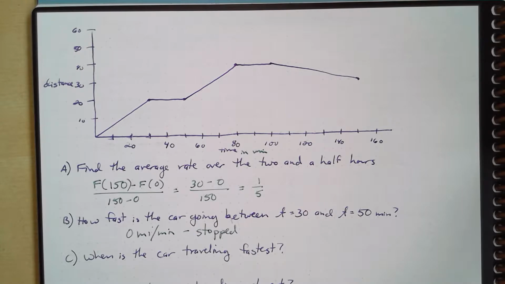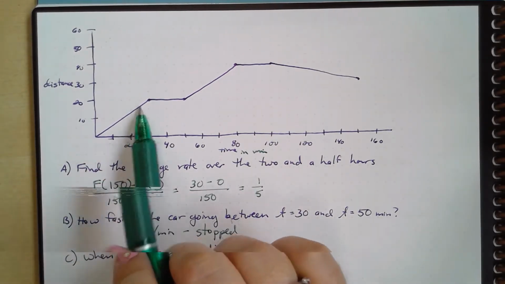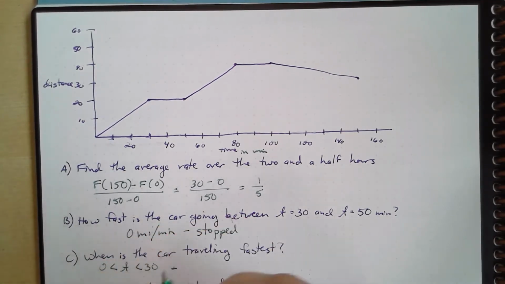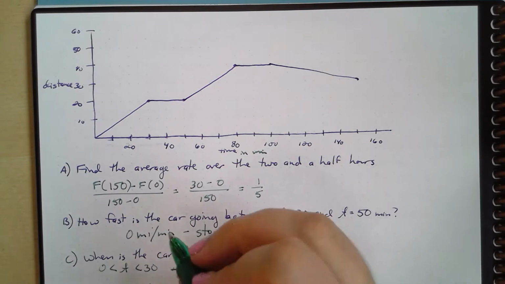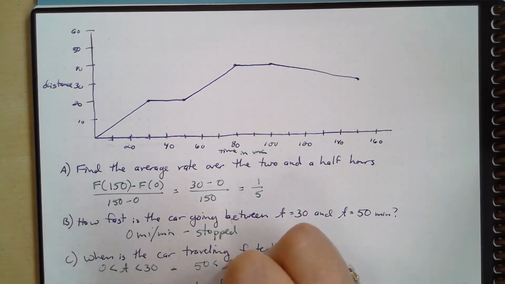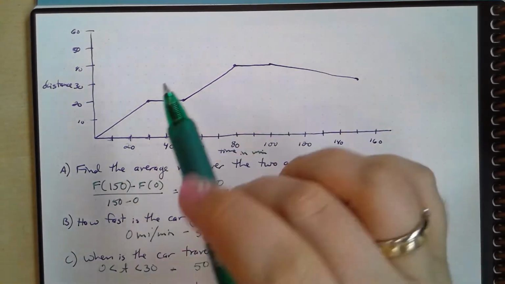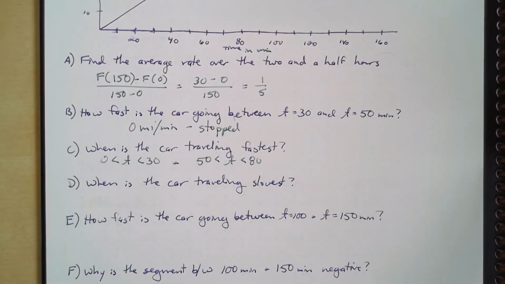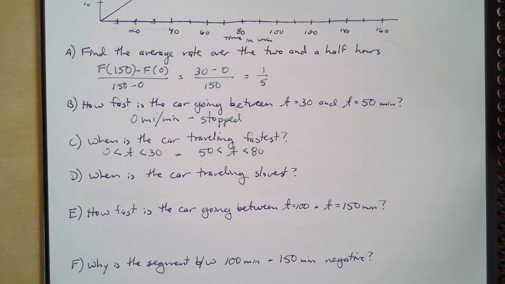Well, it's going to be traveling fastest when we have our steepest slope, which to me looks like between 0 and 30. So when 0 is less than t is less than 30. And then again between 50 and 80. So when 50 is less than t is less than 80. These look to me to have the same slope, and if we calculated that, we would find that it does. When is the car traveling slowest?